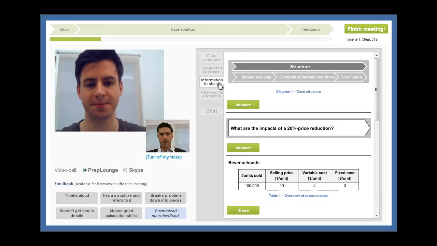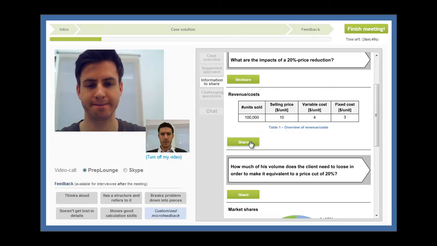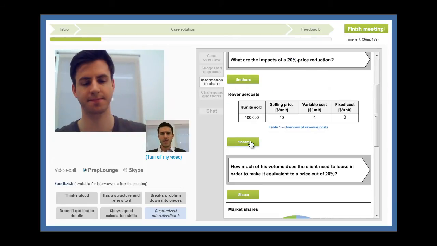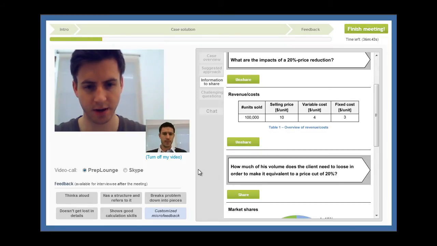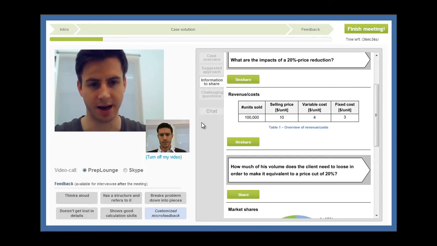All right. Okay. So I'm sharing with you then revenue and costs. So you can see now. Well, yeah. The table shows the current amount sold and the price and the costs per product.